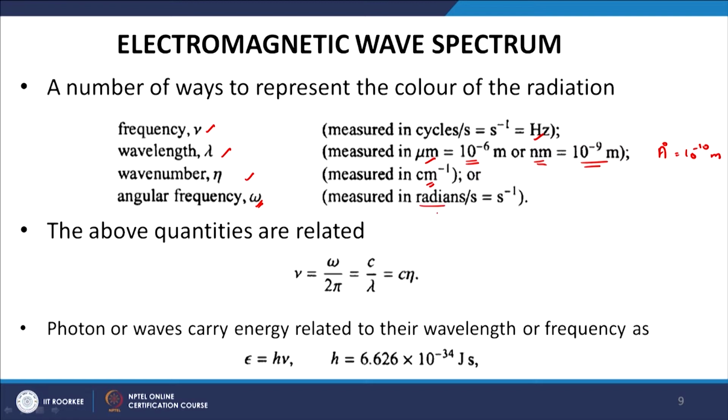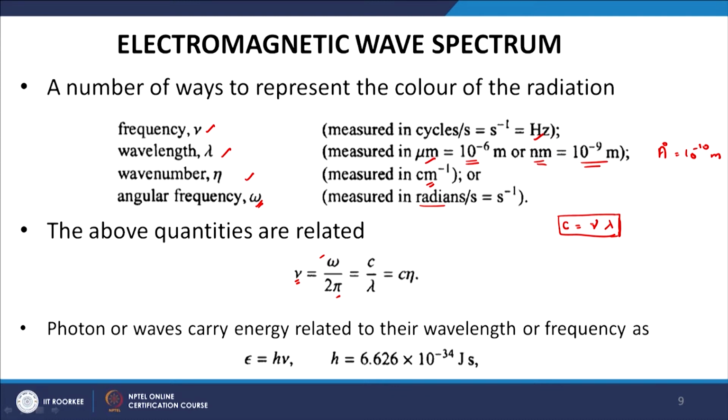Now, how to convert one unit into another, there are some rules. Frequency is basically angular frequency divided by 2 pi, and this is equal to c by lambda. Here c is the speed of light, and it is equal to nu times lambda, where nu is the frequency of the light or radiation, and lambda is the wavelength. So, c is equal to nu lambda, which gives you the conversion from one unit to another.